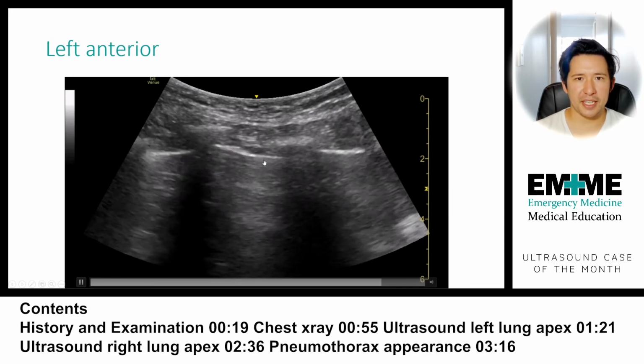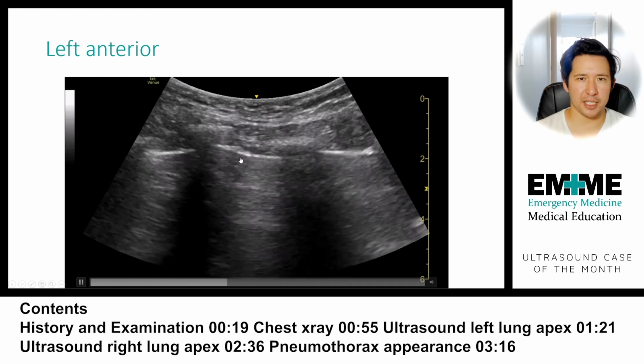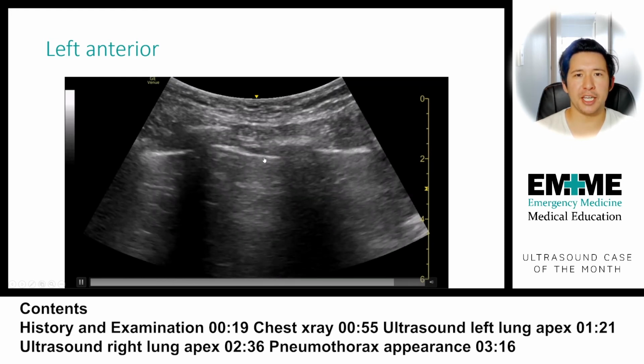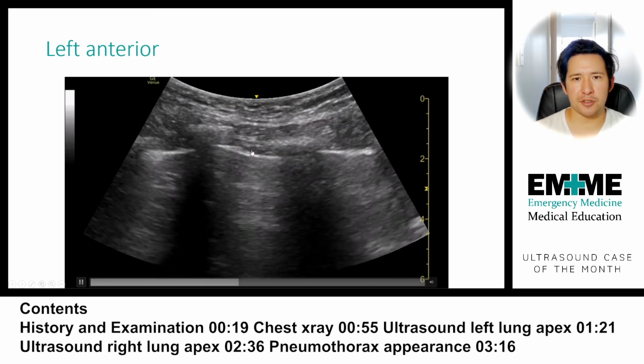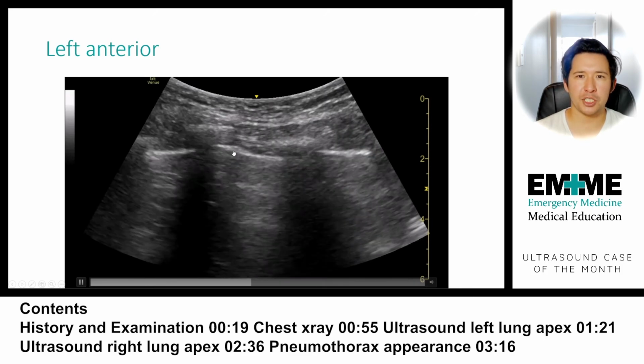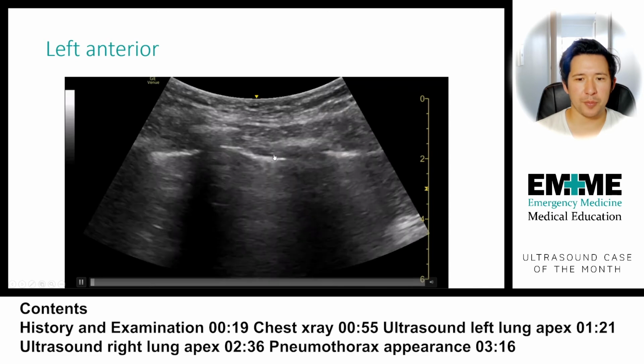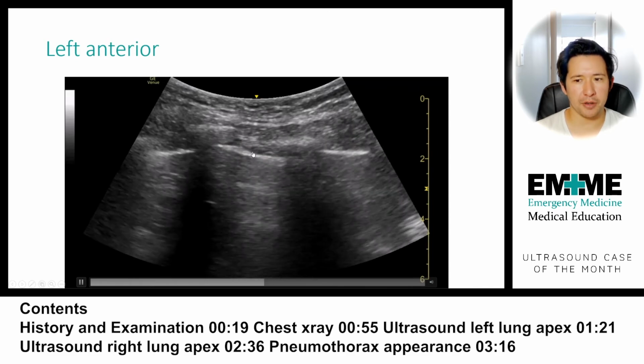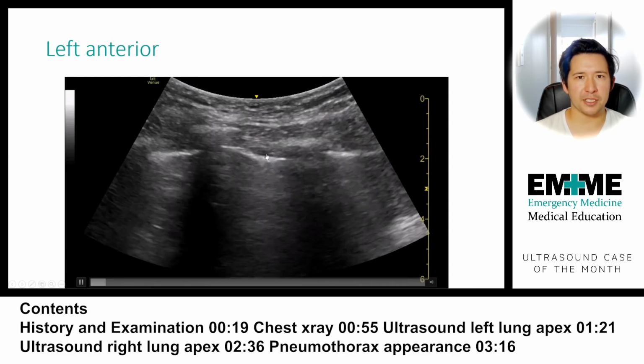So the main thing to see is that she has normal lung sliding, and what we mean by that is she has the characteristic sign, which people describe as ants marching on a log, which is just this white line has a little bit of movement. You can see some kind of twinkling movement going from left to right and back as the patient breathes.